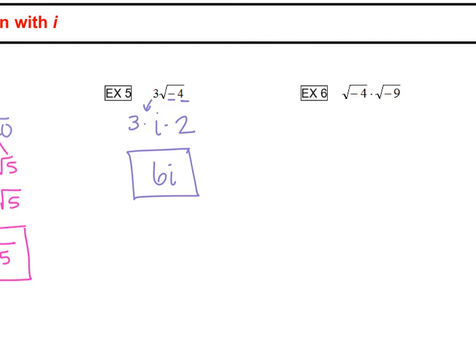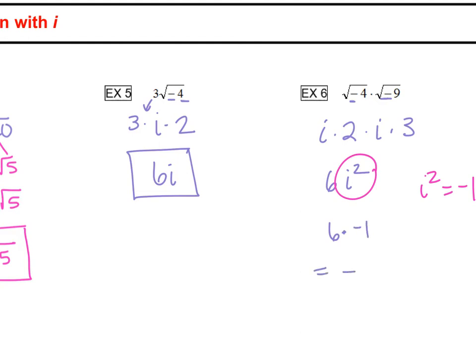All right, example 6. Here's the square root of a negative 1, so that's i. Square root of 4 is 2. Square root of negative 1 is i. And square root of 9 is 3. So then I multiply this all together. 2 times 3 is 6. i times i is i squared. Now in the intro video, we learned that i squared is equal to a negative 1. So really this is 6 times a negative 1, which is equal to negative 6.